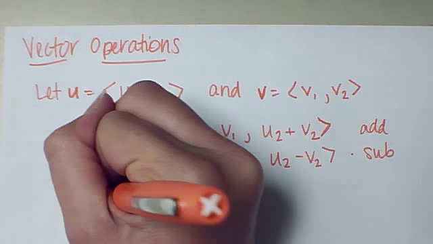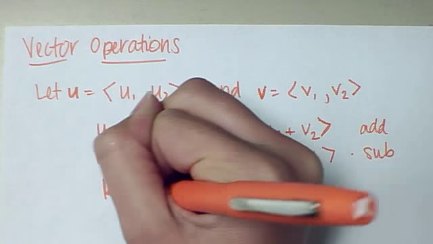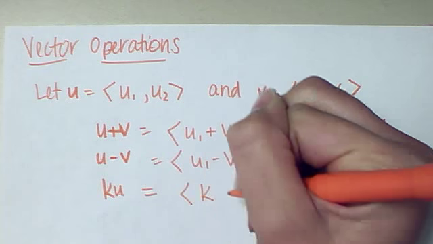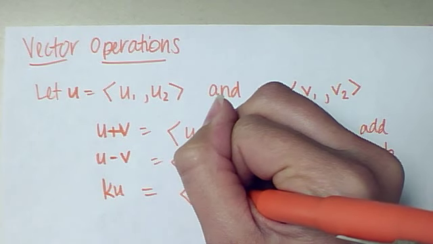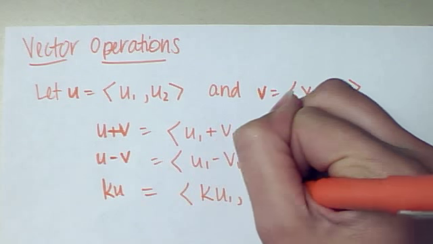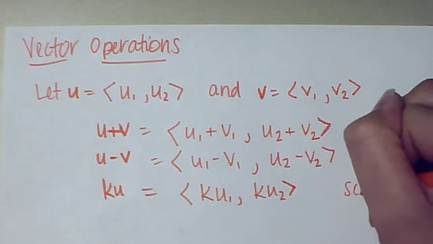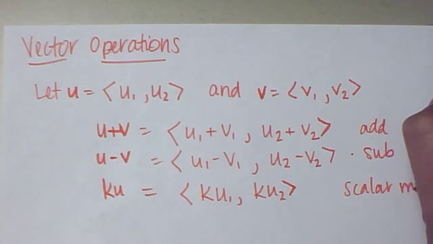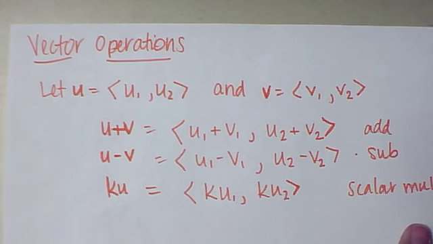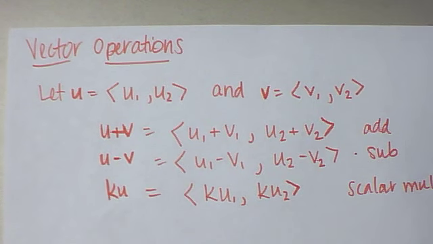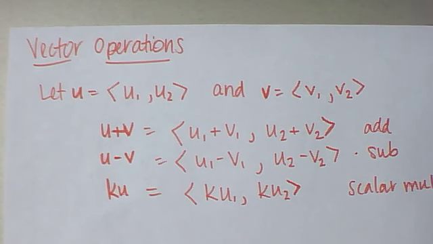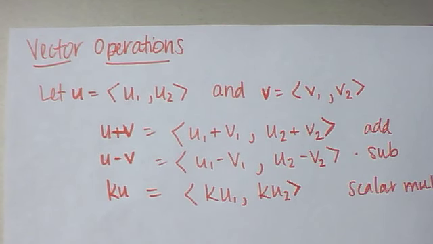The last thing, if I want to do ku, where k is a constant, I just multiply each part times that. So I do k u1, k u2. And that's called a scalar multiple. Scalar meaning that I'm just multiplying by a number. That k is just a number. Okay. And we're going to look at an example of each one of these. We're actually going to look at two examples.